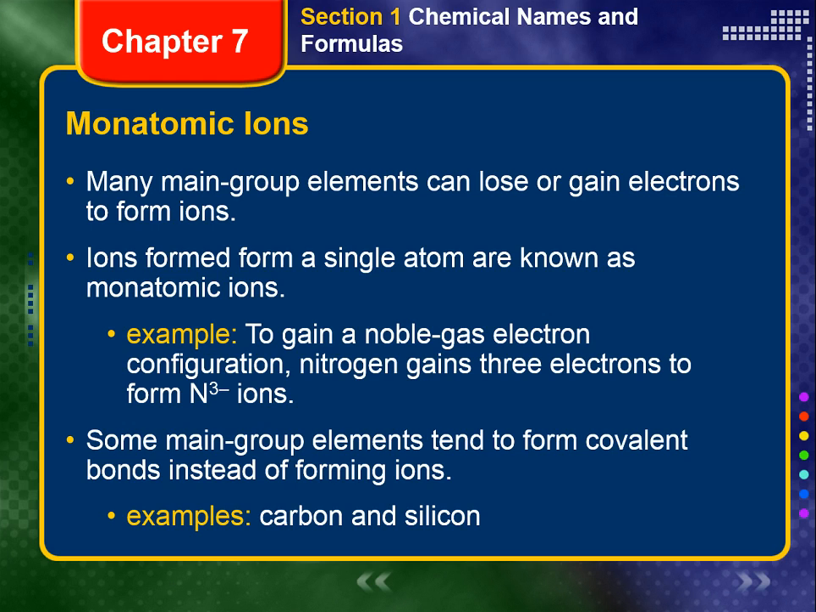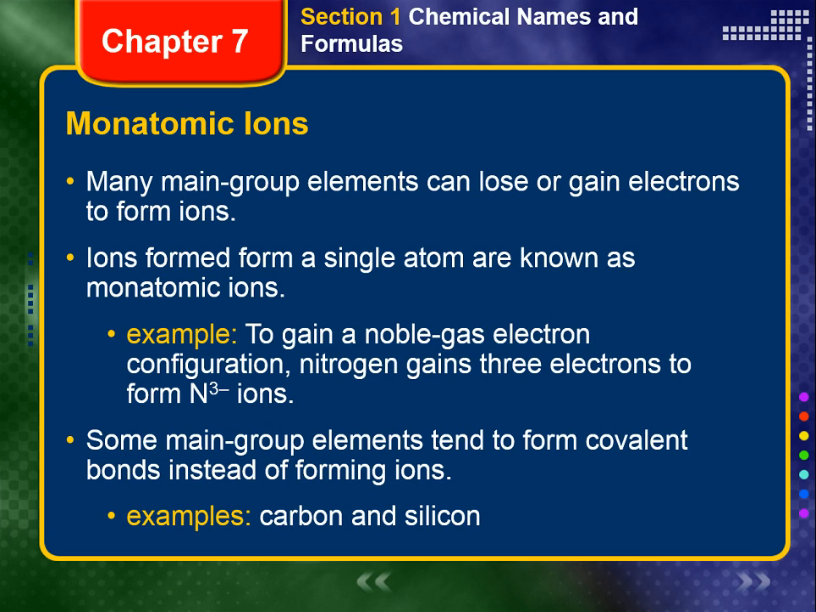Not all main group elements readily form ions, however. Rather than gain or lose electrons, atoms of carbon and silicon form covalent bonds in which they share electrons with other atoms. Other elements tend to form ions that do not have noble gas configurations.